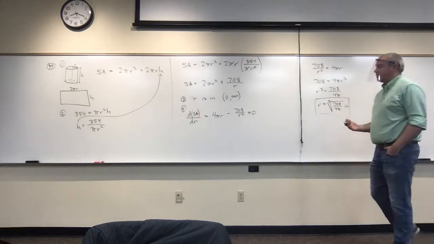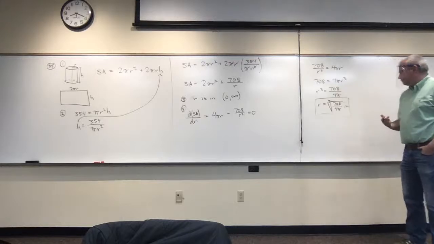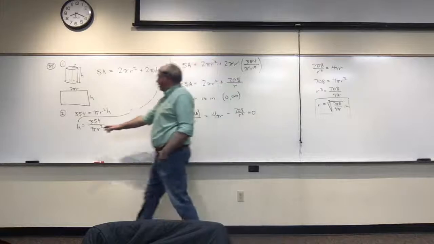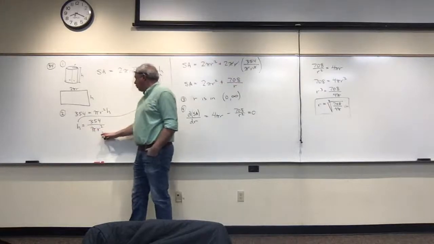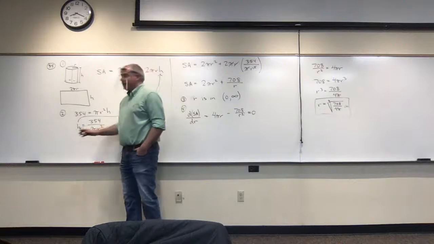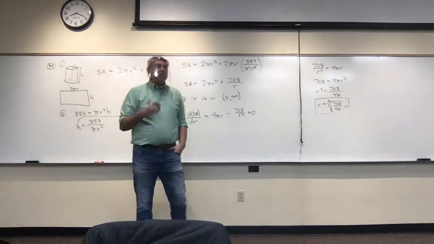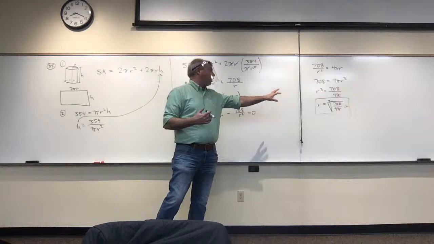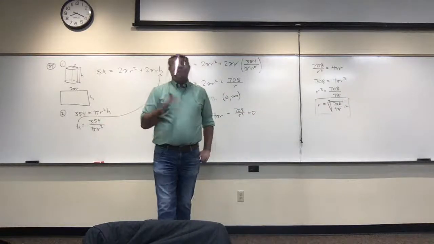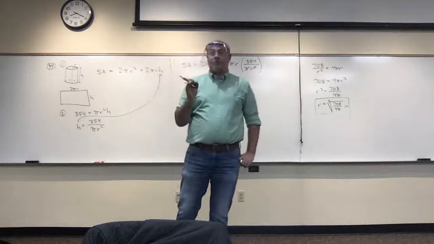And then we need the height. How do we find it? You just plug in R and H. That's right. So over here, we found what H is in terms of R. So once we find R, just plug R in here and find the H. Now that we found R, we can find H, and that's our answer, because there's only 1 critical value.